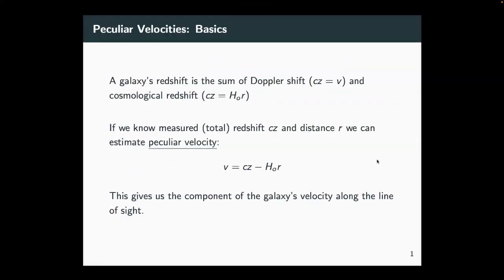Okay, so first off, just some basics about peculiar velocities and bulk flow. A galaxy's redshift contains the Doppler shift portion and also a cosmological redshift due to the stretching of space. To extract the Doppler shift part, the peculiar velocity, you need to subtract the cosmological redshift from the measured redshift. This gives us the radial component of the galaxy's velocity along the line of sight.